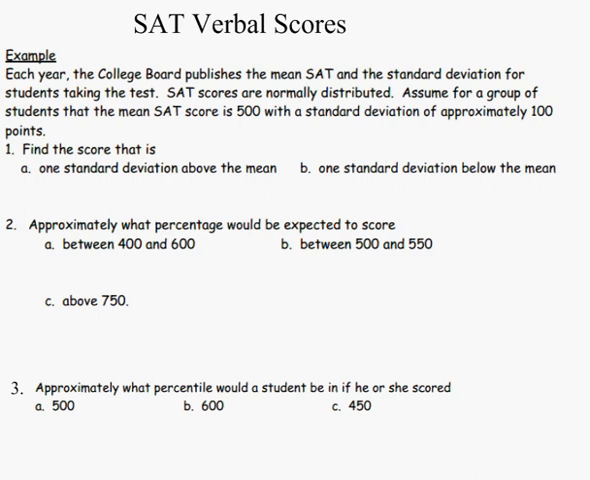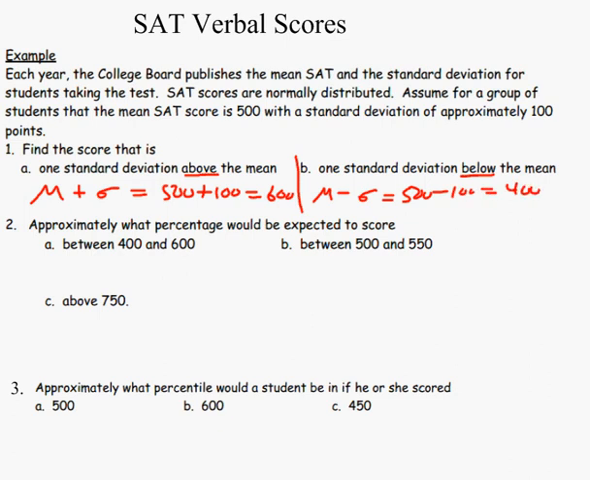This is simply telling us to take the mean and add a standard deviation. So the mean is 500 plus the standard deviation of 100 is 600. Find the score that is one standard deviation below the mean. It's important in these questions to pay attention to direction, the words above and below, telling us which way to head. In this case, they want us to do mu minus a standard deviation. That's 500 minus 100 is 400.